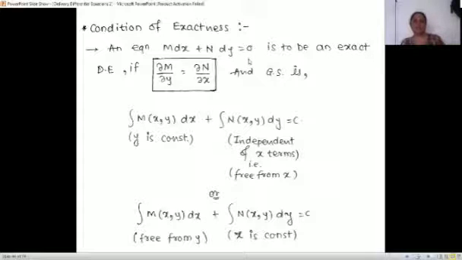Okay, then the exact equations. The equation m dx plus n dy equal to 0 is exact if dou m by dou y is equal to dou n by dou x, and then integration of m dx plus integration of n dy. For the first, y should be constant, and for the second part, it should be free from x. Or we can also do this: in m dx plus n dy integration, we can first take the terms free from y and then take x constant. Both are okay, but generally we use y constant and free from x.